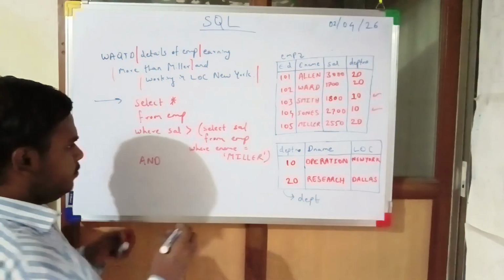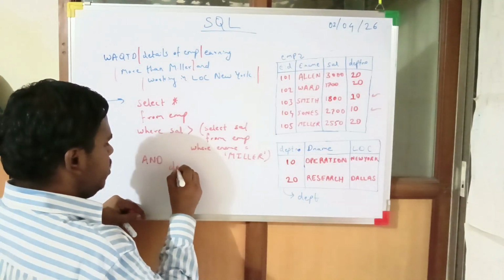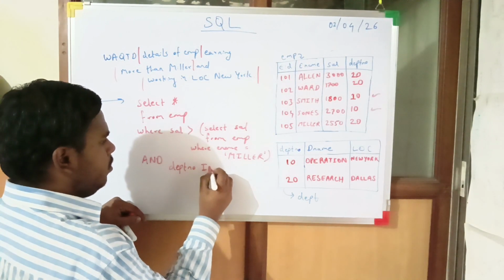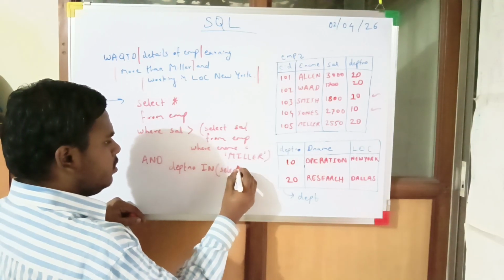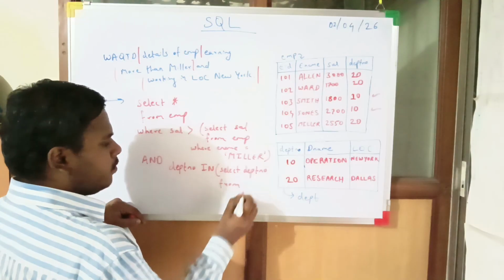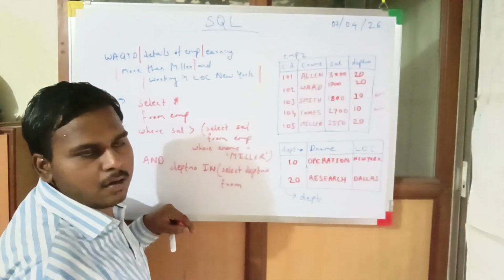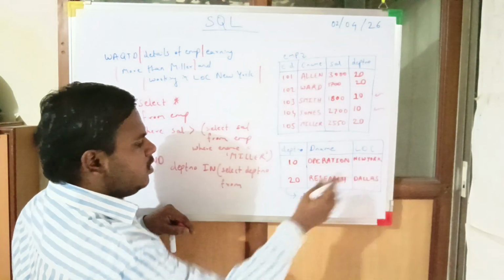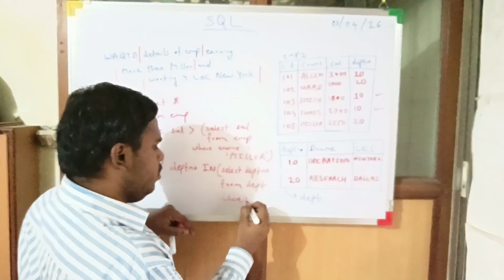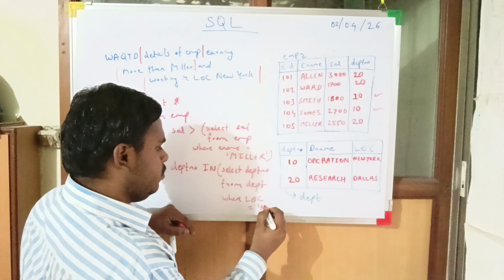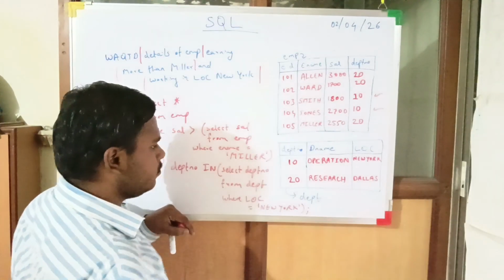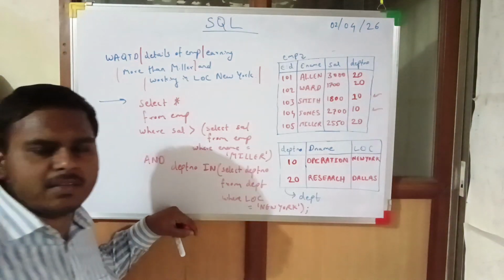So, and department number equal to, use equal, or you can use the IN operator. Select department number from which table? EMP or DPT? Obviously DPT, because I want location New York. From DPT where location is equal to New York. This is how we will write the query.